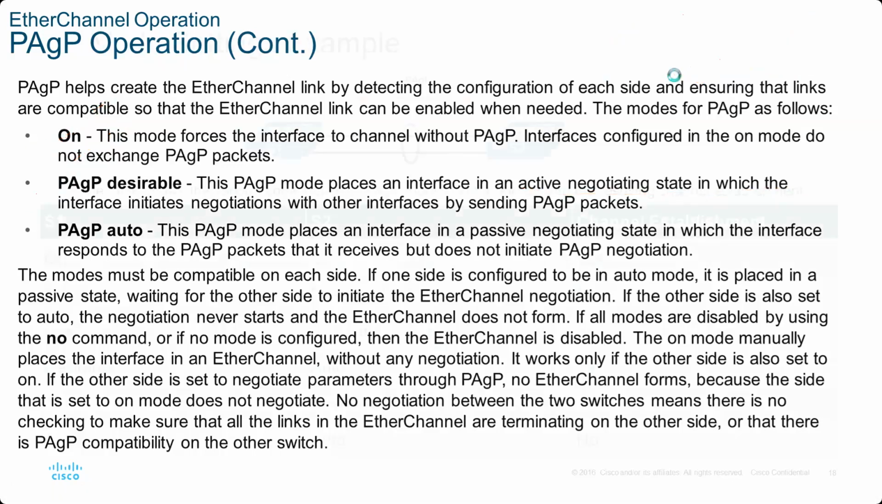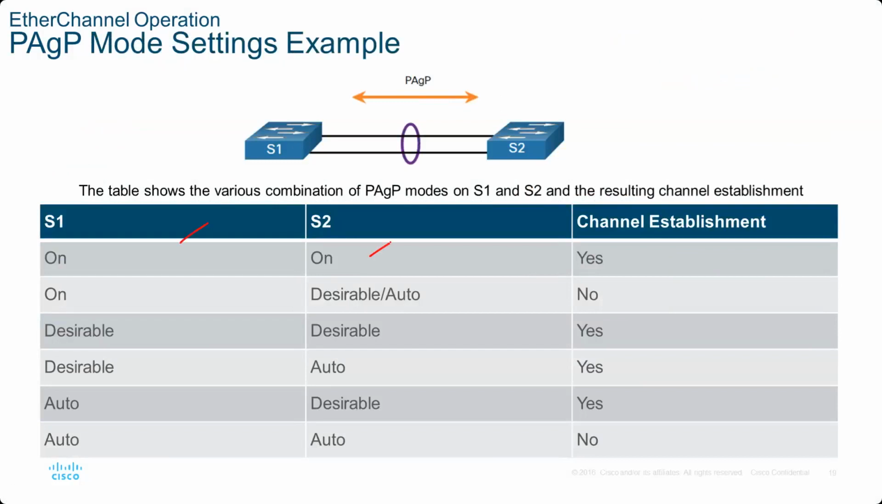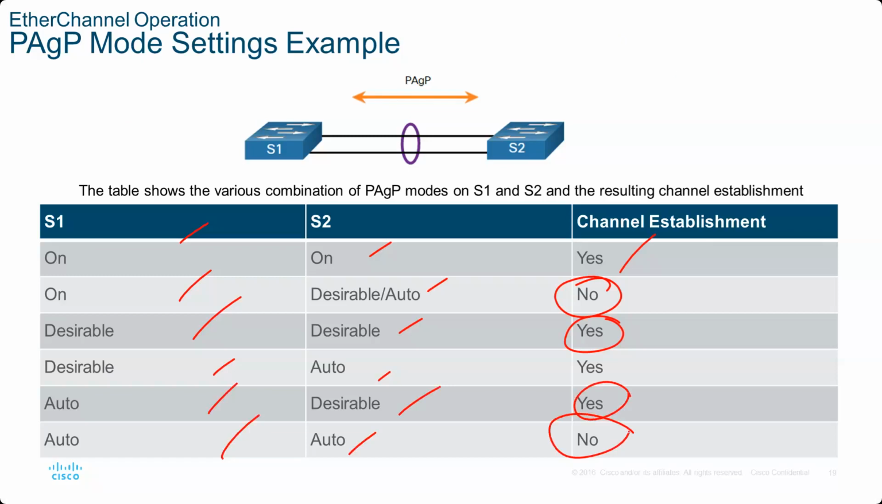And the next one is called, yes, here it is. On and on, the channel is established. On and desirable, no, it is not established. Desirable and desirable is also established, and desirable and auto, yes, because one can send and the other can receive and respond. Auto and desirable is also yes, but auto and auto, no. Auto and auto, both of them can respond, but they cannot send. So in that case, the channel is not established. A channel is established with on and on, desirable and desirable, desirable and auto, auto and desirable.